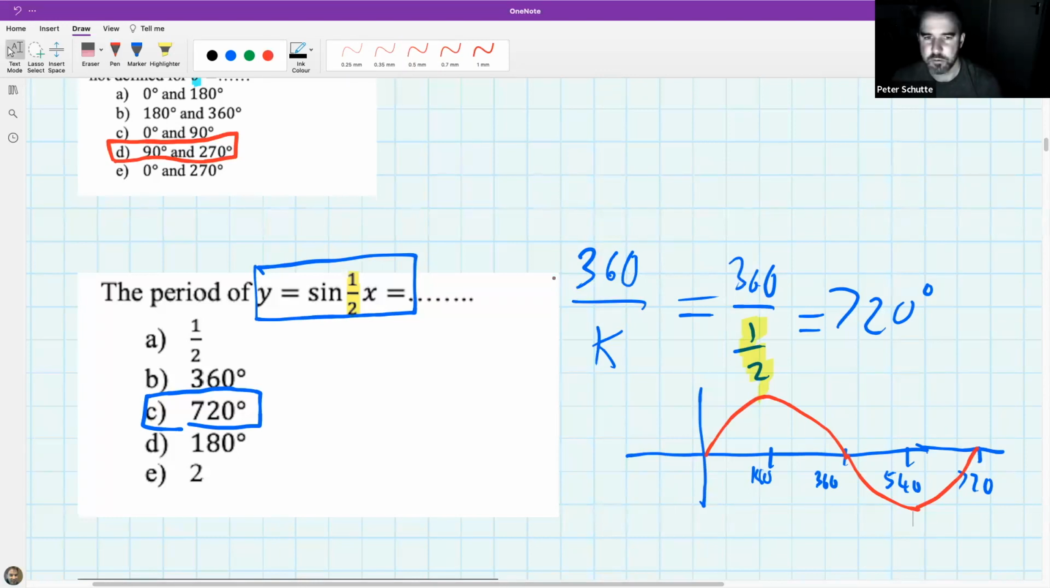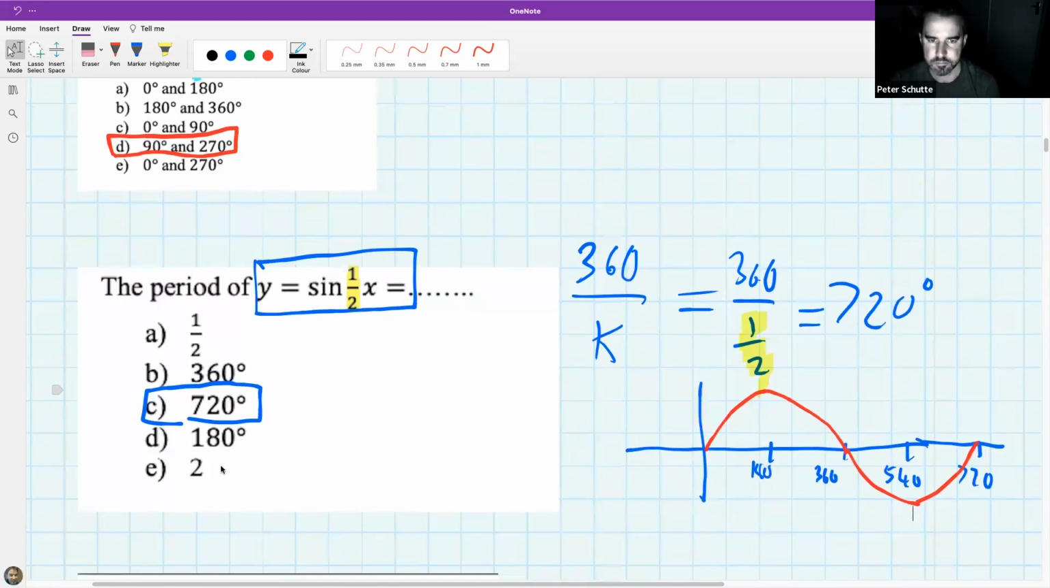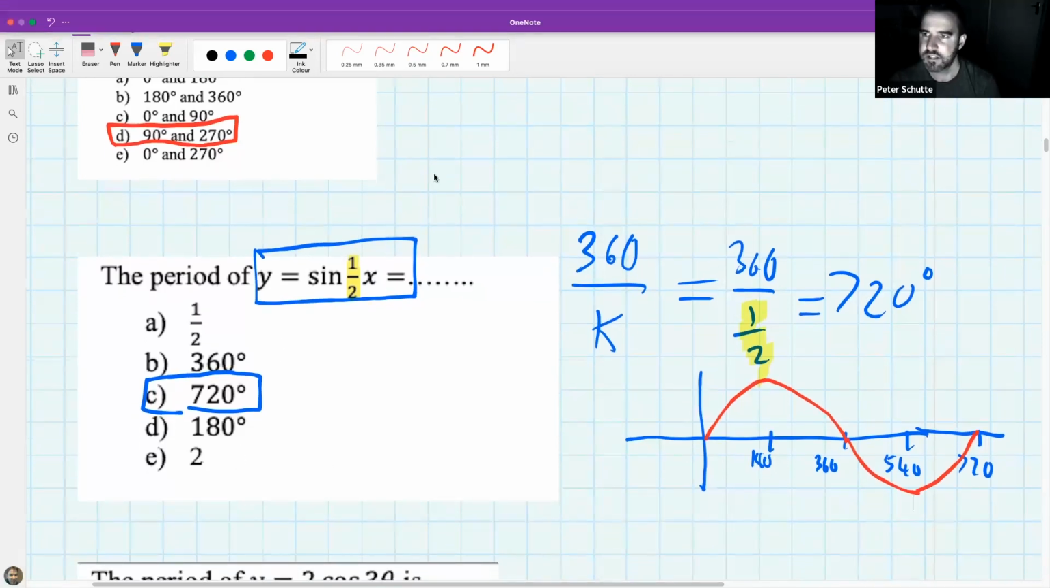I see quite a few, there was some good debate going on there, so we probably learned quite a lot. So remember that the formula for determining the new period is the old period divided by the number in front gives you the new period. Okay. Let's do another one.